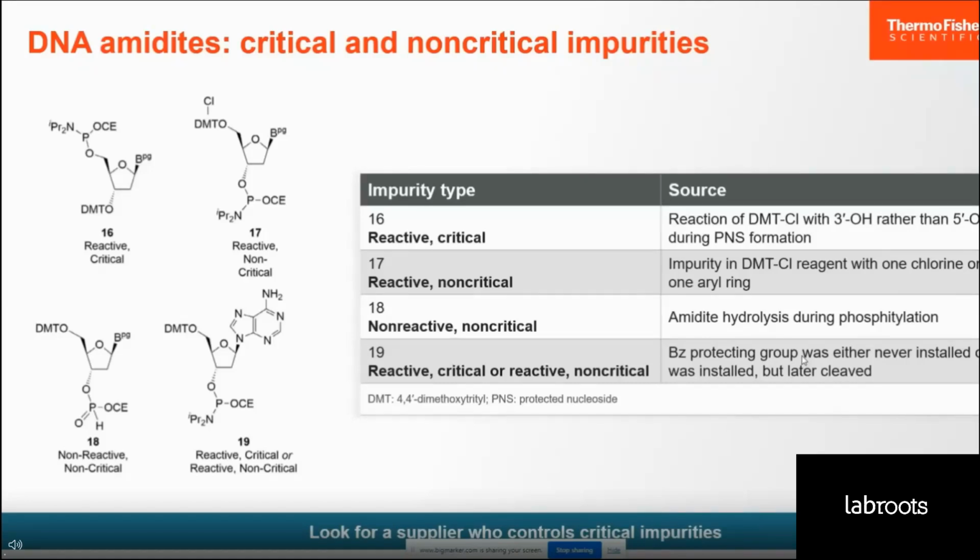So this compound is missing the base protection. Whether it was never installed or it was cleaved at some point, it would be reactive but cause branching that may or may not be removed later. But at the same time, it could be considered a non-critical impurity if it was the last base added in the oligo process. This would still lead to the correct full-length product. So specifications for phosphoramidites are set with this understanding and terminology of impurities, and suppliers should understand what impurities make them critical or not, and minimize them in their process.